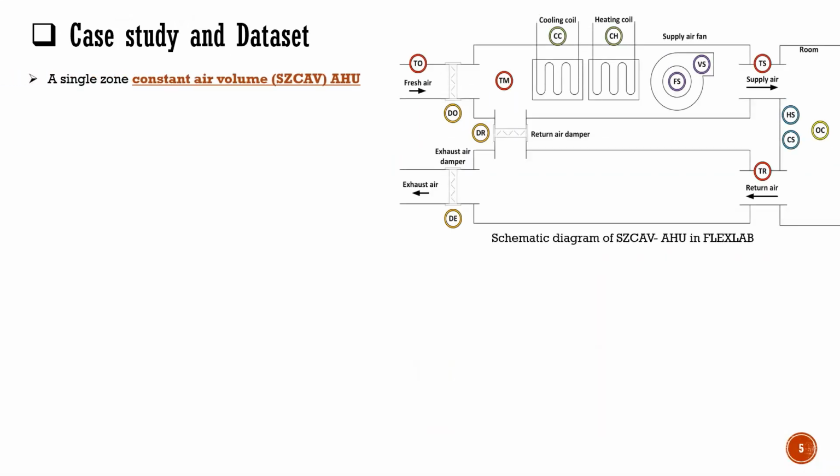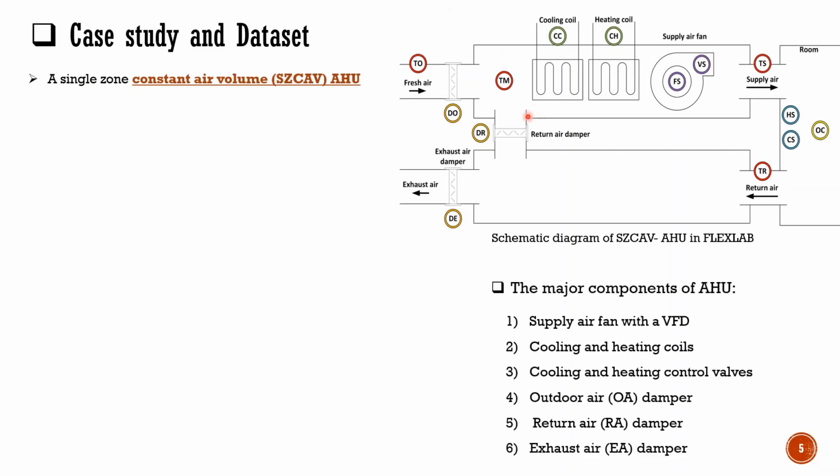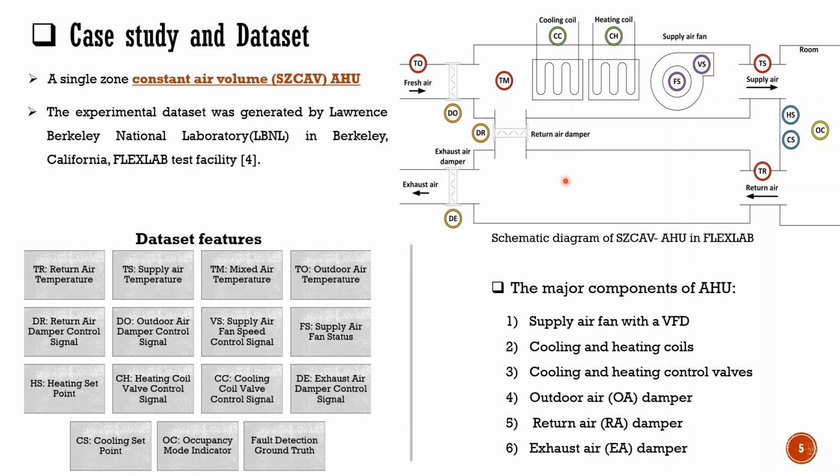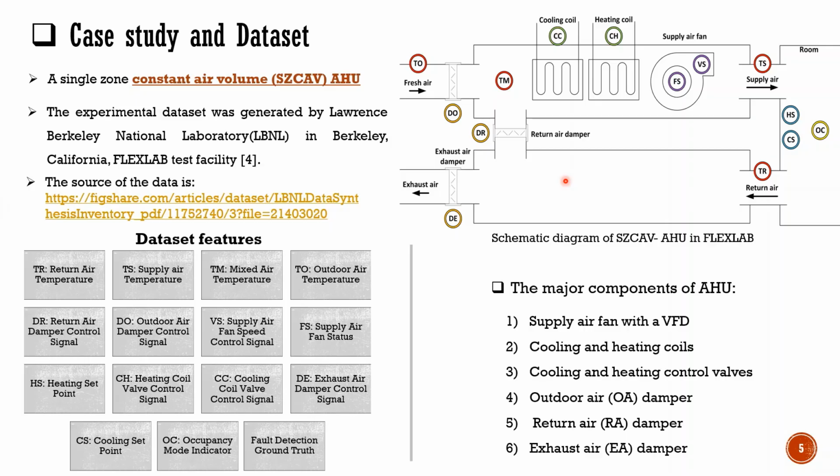Our dataset is for a single zone constant air volume air handling unit, and the major components of the system are the supply air fan, the cooling and heating coils and control valves, the outdoor air, return air, and the exhaust air dampers as shown in this schematic diagram. The experimental dataset was generated by the Lawrence Berkeley National Laboratory, and the link of the dataset is provided in this slide. These operational parameters of the system constitute our dataset attributes.